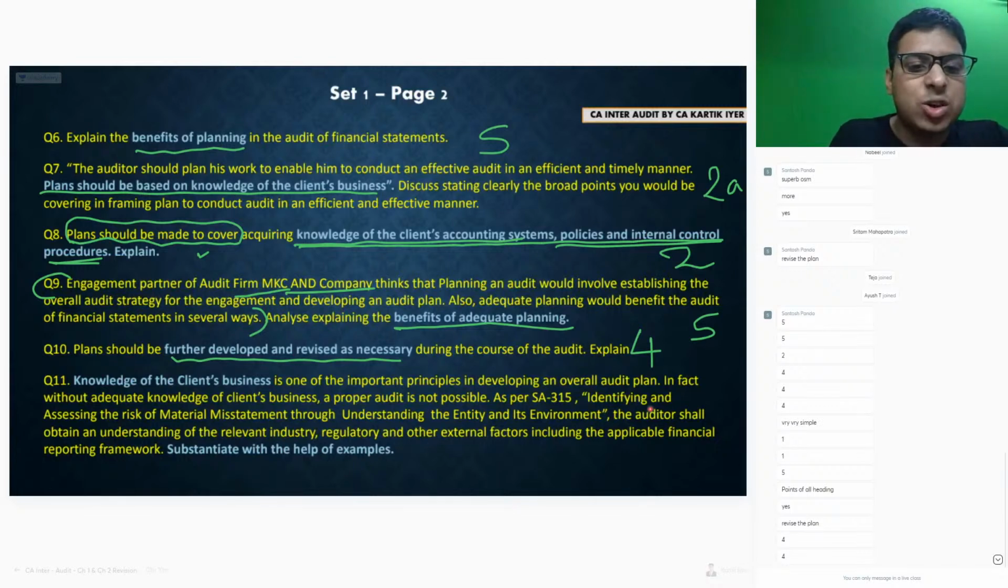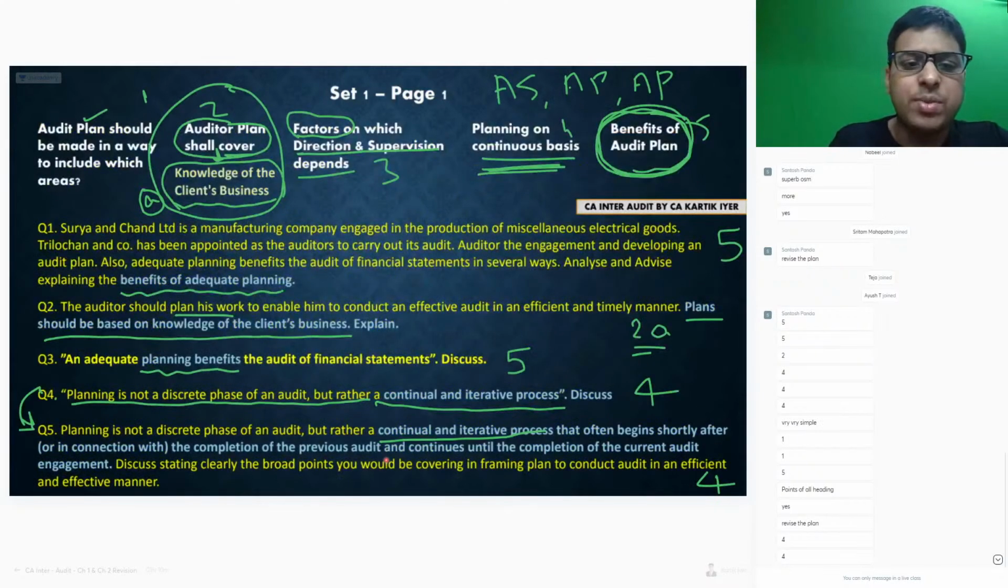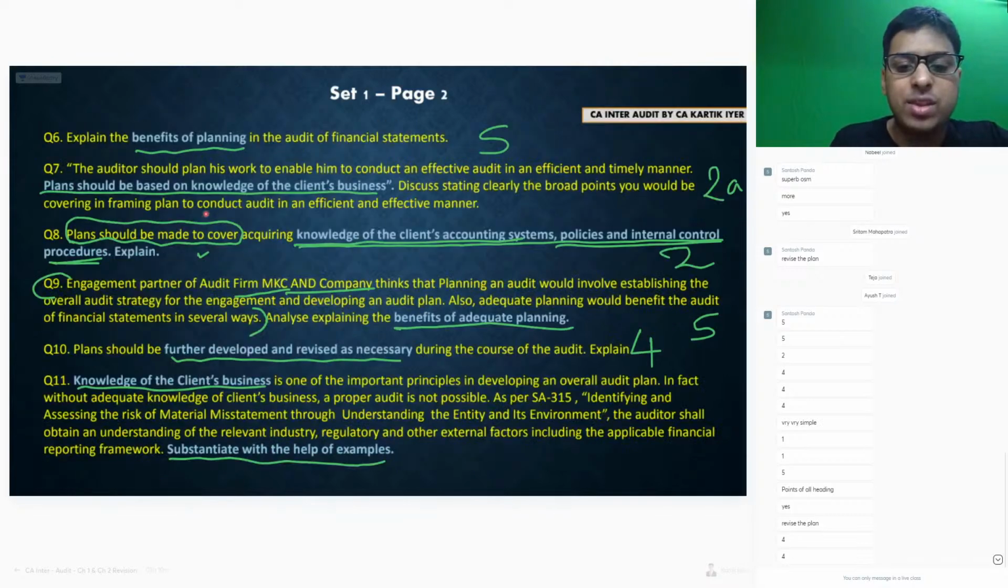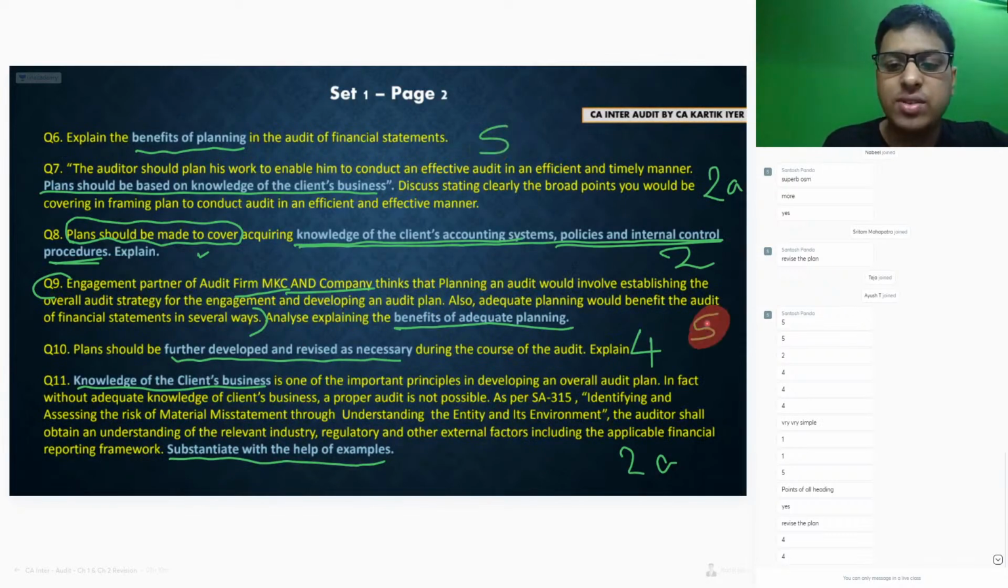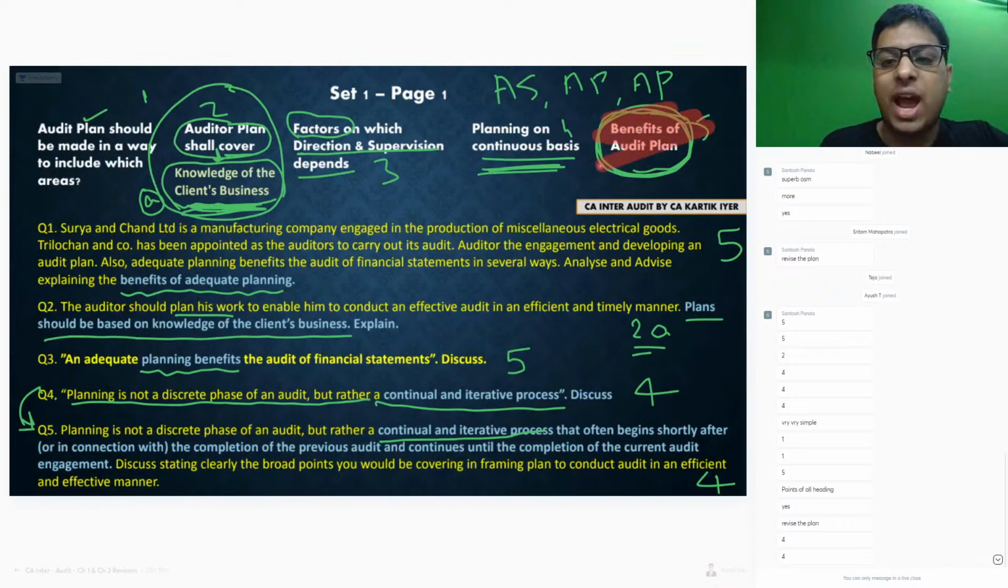Now the next point is knowledge of client business, and they have elaborated on that, and then said substantiate with the help of examples. Those examples you will get in the textbooks, that is not a problem. But they have asked you here also the 2A part. Now see how many times this part is coming. Here also you have 2A. So this becomes a very important area for your examination. ICAI has asked this many times. Again, one more point, see this, 5. Again you understand that benefits of audit plan becomes a very important answer for the examination. Clear? Very simple till here.